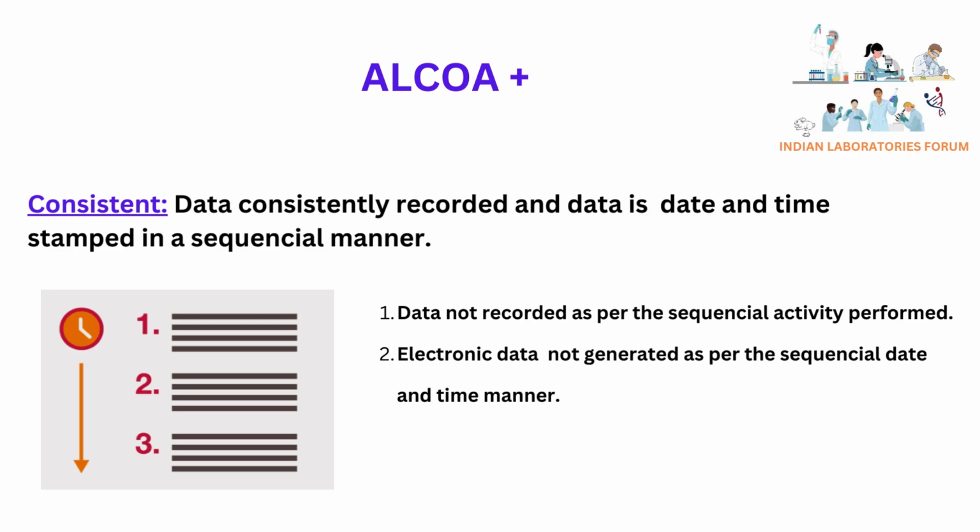Consistent. Consistent refers to data consistently recorded, and data is date and time stamped in a sequential manner. Data should be recorded in chronological order. Consistency is very important to reconstruct the activity. Examples of non-compliances to consistent are: data not recorded as per the sequential activity performed, electronic data not generated in a sequential date and time manner.